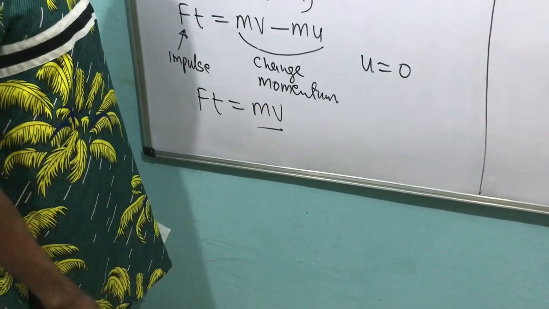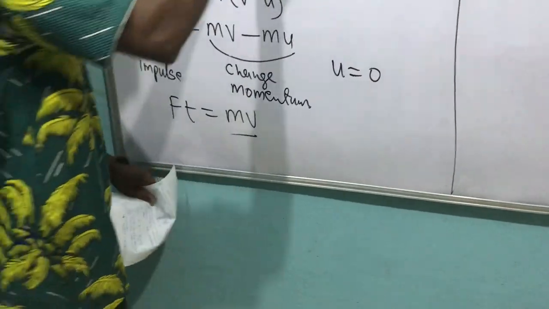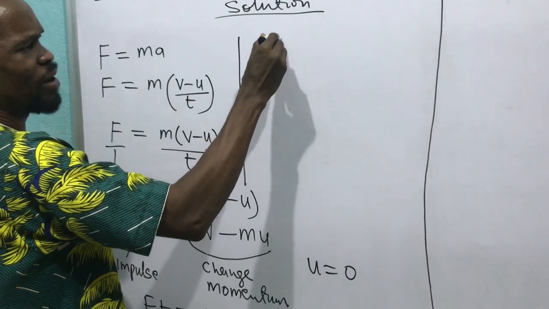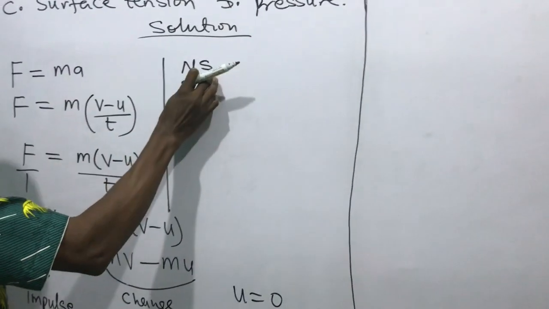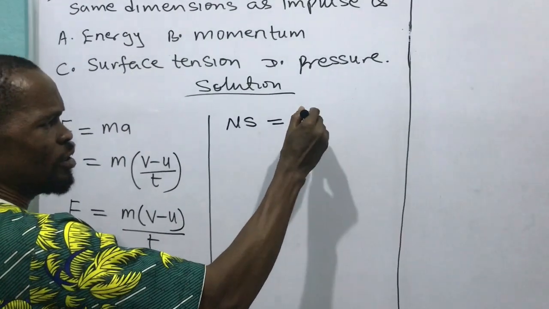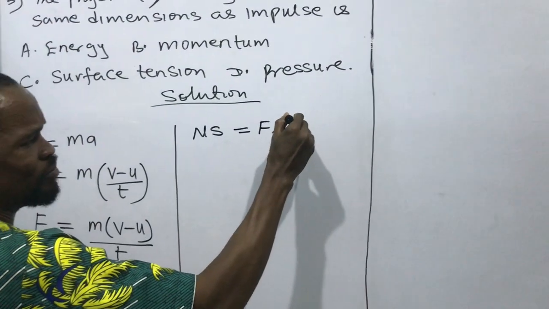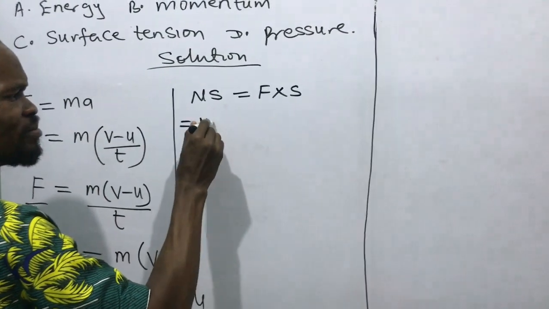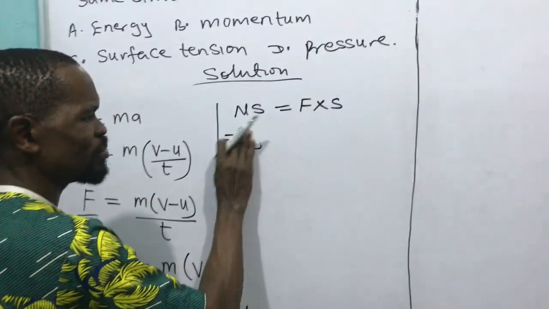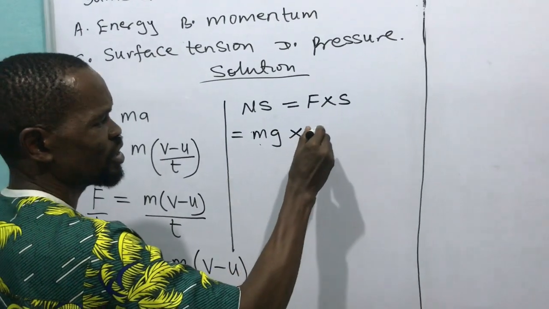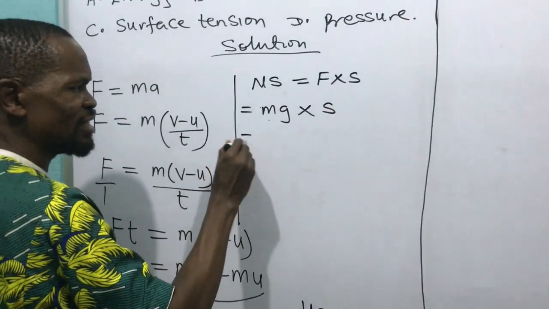Then let us look at the unit of impulse. What's the unit of impulse? The unit of impulse is Newton seconds. Newton seconds is the unit of impulse. And this Newton seconds means force times time, which is seconds. And what is force? Force is mass times acceleration due to gravity times seconds.